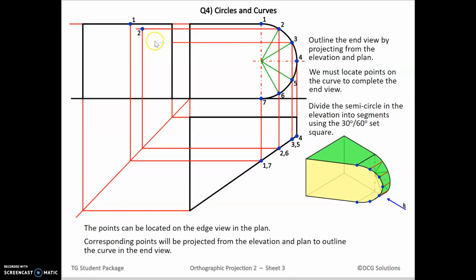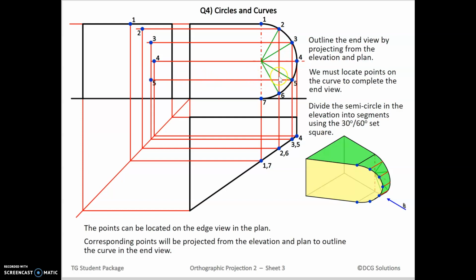Point number 3, there's height number 3. Let's follow it over, follow it over, follow it up. Point number 3. 4. There's height number 4. Bring it down, bring it across, back up, that's point 4. 5. There's height 5. Follow it over, bring it up, that's point 5.